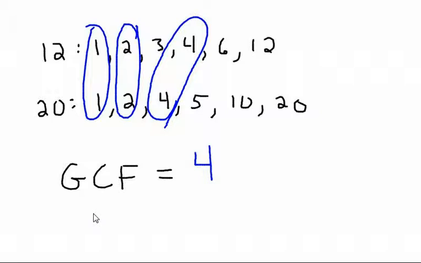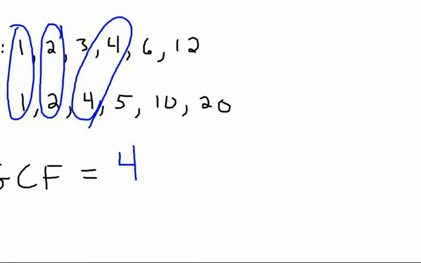Now these numbers are small enough where you could probably just think through the different factors and come up with the largest one. But we're going to do another example now that has numbers that are much larger, so we're going to have to break them down into their prime factorizations first. Okay, I'm looking at the number 30 and the number 84.